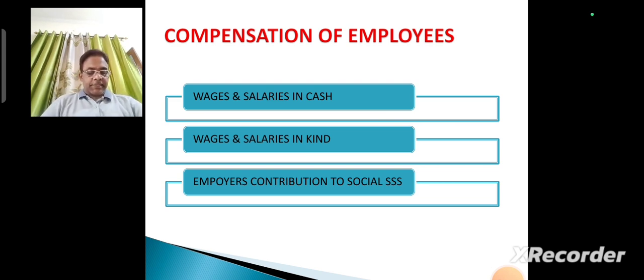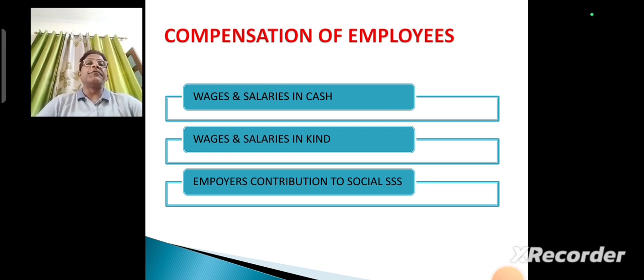See, other than this, the second component of the COE, which this slide is saying, is wages and salaries in kind. It is not that the people get only cash. There are some facilities which are also provided by the employer to the employees. It can be rent-free accommodation. In many cases, we find that the production unit or the employer has housing facilities for the employees. Whoever is appointed is also allotted some kind of quarters or houses, for which no rent is taken from the people.